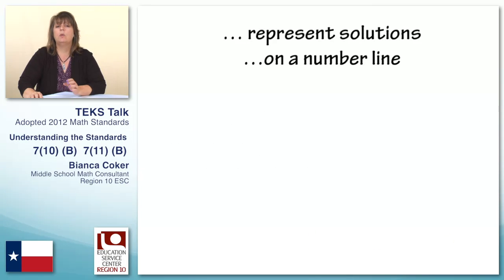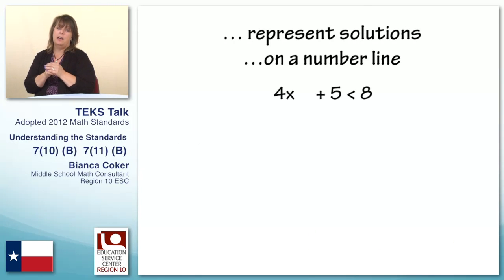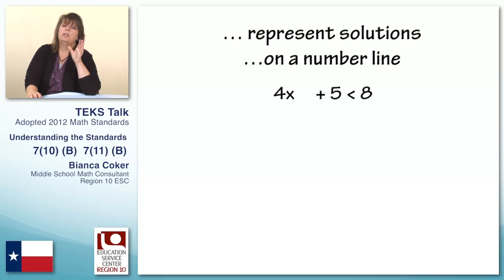So if we have an inequality like 4x plus 5 is less than 8, and we find our answer for that, and we find that the answer is 3/4. If I replace x with 3/4, then I have 3 plus 5, which equals 8. So the value that goes in place of x is 3/4. So what I'm going to do to graph this on the number line is I'm going to check some points. Now the first point we have is 3/4.